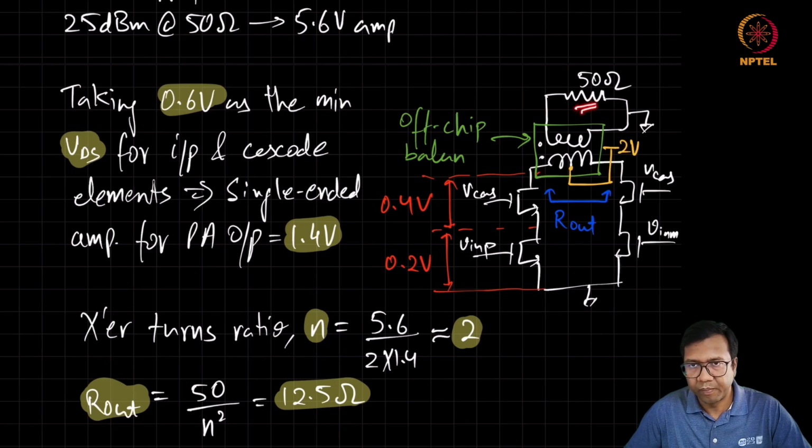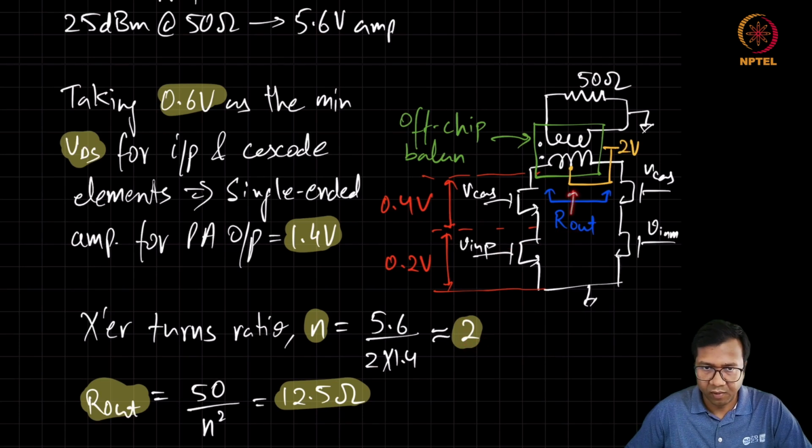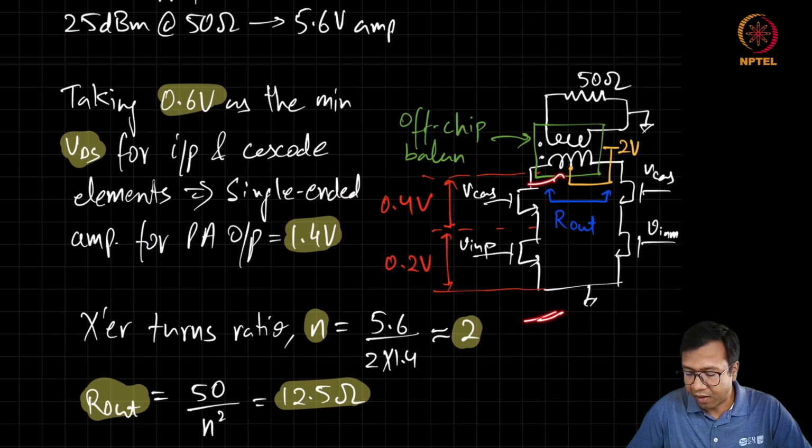So knowing the voltage swing at the 50 ohm load and on the PA side, we can find out what should be the turns ratio for the balun. Here we can see that this is turning out to be almost 2. So if the turns ratio is 2, it means the reflected load on the PA side is going to be 50 by 4, which will be 12.5 ohms. So we are going to design a PA which will be driving an effective load of 12.5 ohms differential, so that once we connect the off-chip matching network and the balun, it will be able to drive a 50 ohms load.